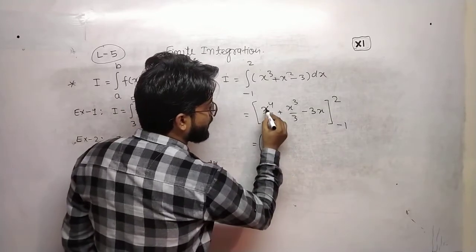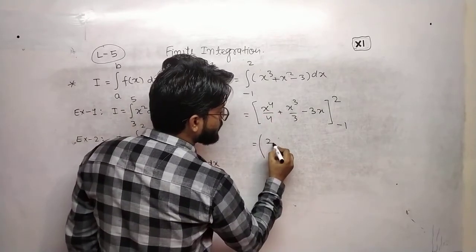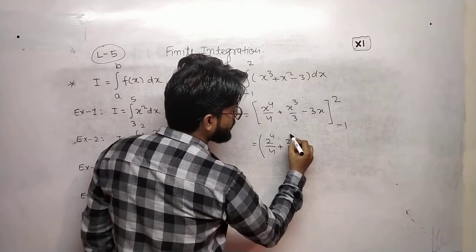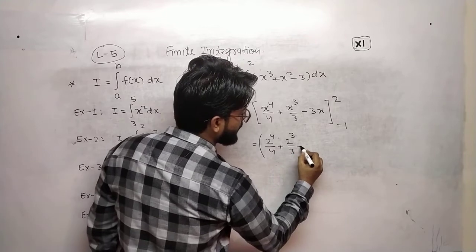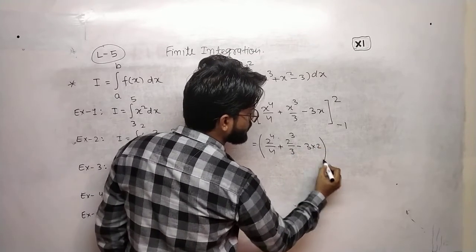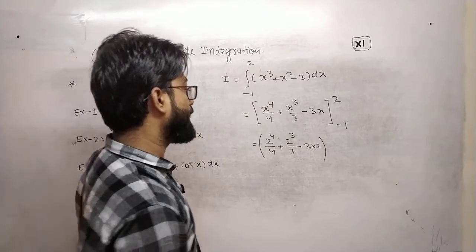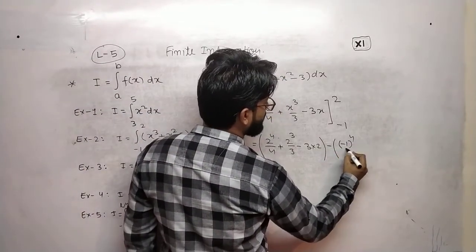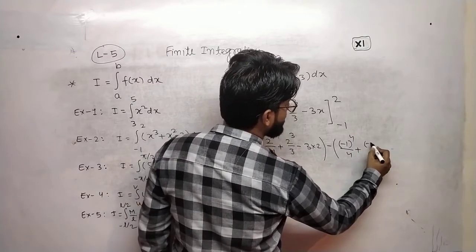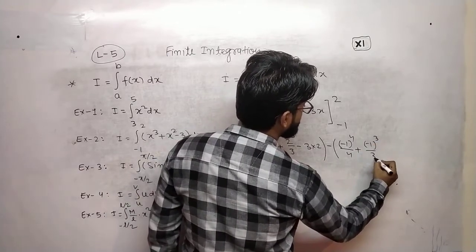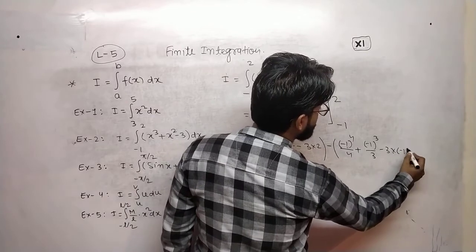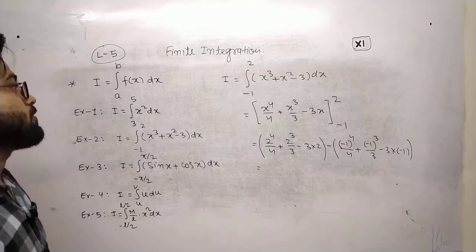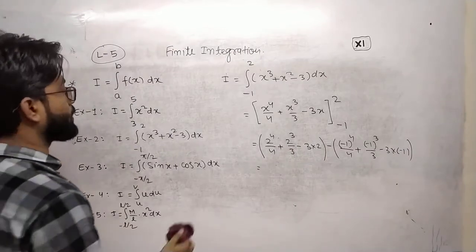Okay. Now x to the power 4, that is 2 to the power 4 upon 4 plus 2 to the power 3 upon 3 minus 3 into 2. This is the upper limit, and minus put the lower limit, that is minus 1 to the power 4 upon 4 plus minus 1 to the power 3 upon 3 minus 3 into minus 1, and solve, you will have the answer. Okay. Now example number 3.